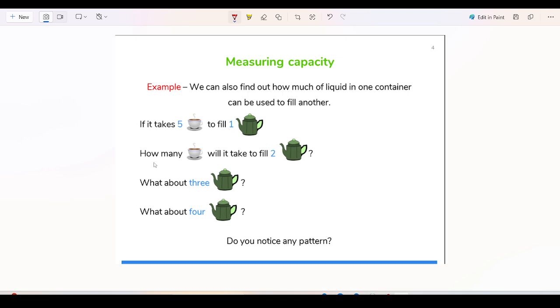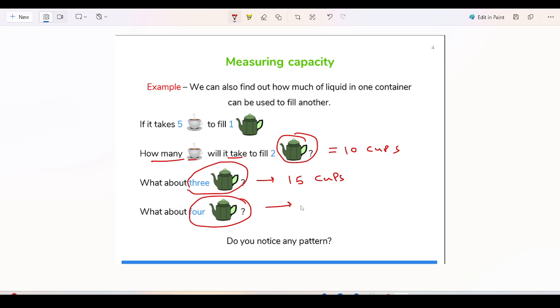So how many cups will it take to fill two such kettles? 10 cups. Very good, exactly. So I would write 10 cups. What about three kettles? 15 cups. Very good. What about four? 4 is 20 cups. Very good. That's great.